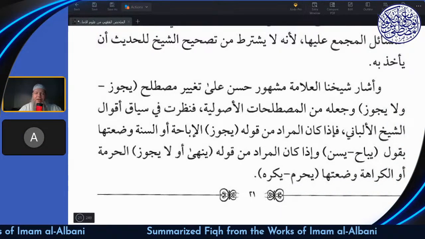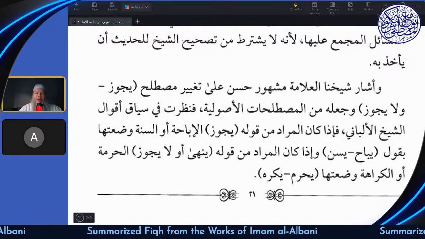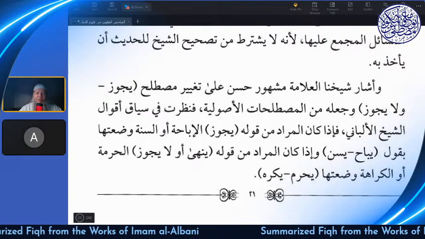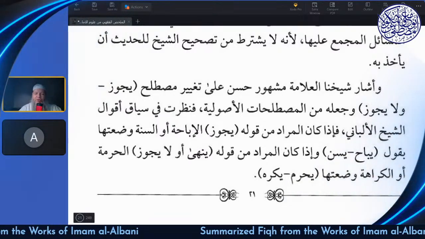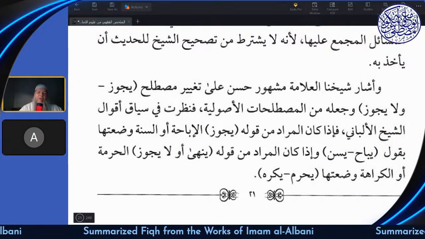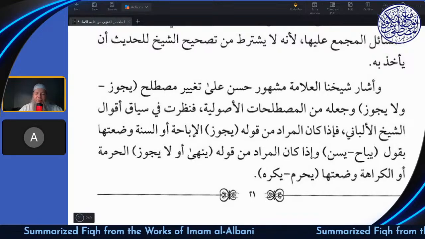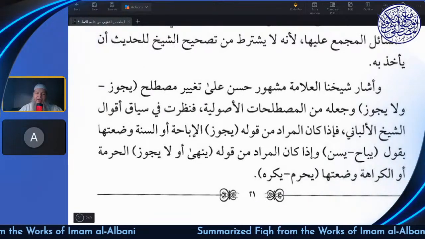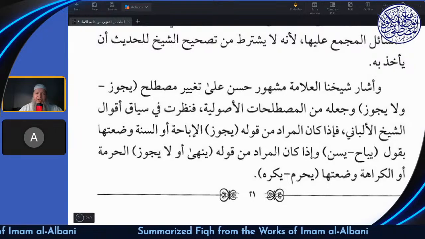Like drinking orange juice is permissible, right? And it could be sunnah, for example, taking 3 drinks and so on and so forth. So the Sheikh might say yajuz for this and he might say yajuz for that. So Sheikh Sulaiman Mubarak, with the advice of Sheikh Mashhur Hassan Salman, went and changed it and made it to permissible and sunnah so that it would become clear for us.